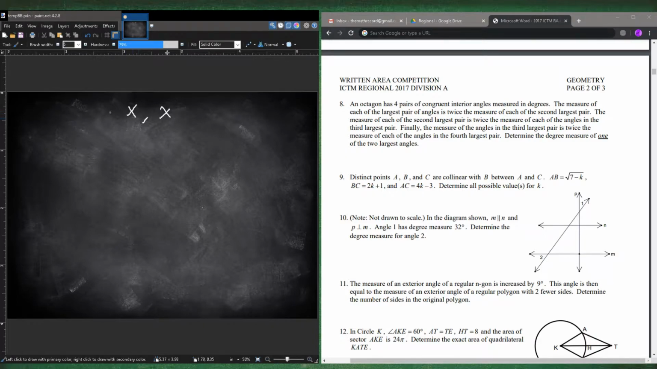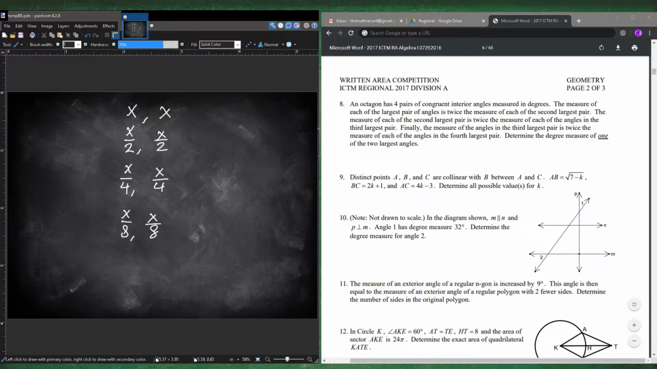There's a pair of them, so there's 2 of them. And that is twice the measure of each of the second largest pair of angles. So that means our second largest is x over 2, right? Because our largest has to be 2 times bigger than the second largest. The measure of each of the second largest is twice the measure of the third largest, so that means x over 4, x over 4. So we have 2 more angles, so we have 6 angles in total right now. And finally, the measure of the third pair is twice the measure of the fourth pair, so x over 8 and x over 8. Okay, so these are our 8 angles.